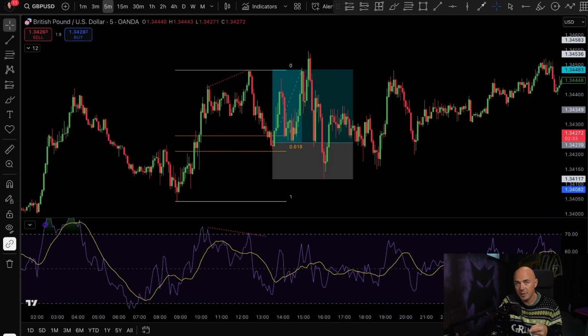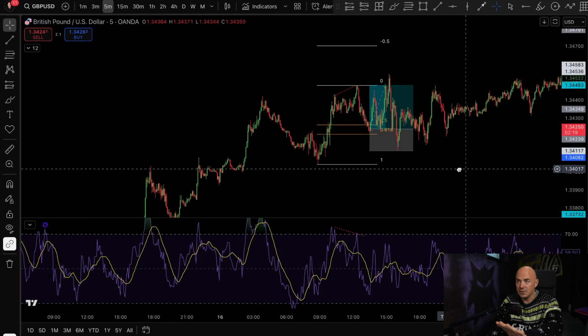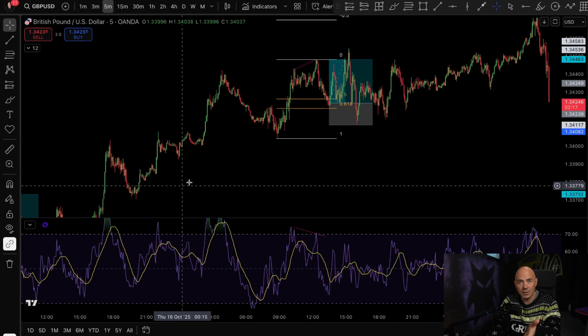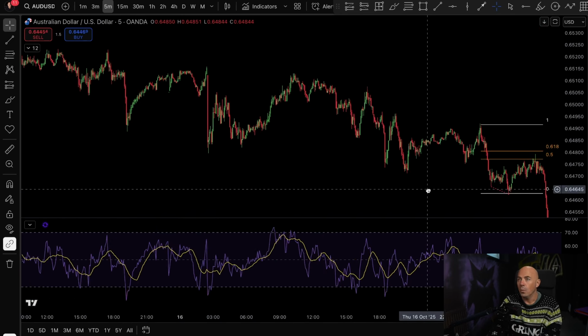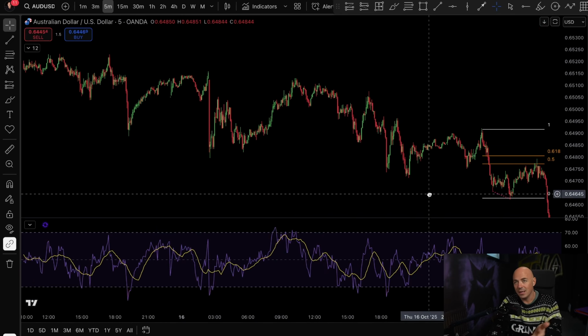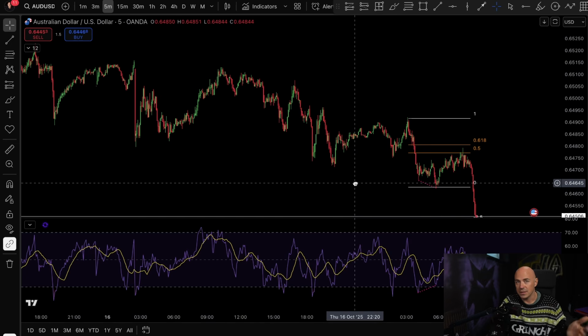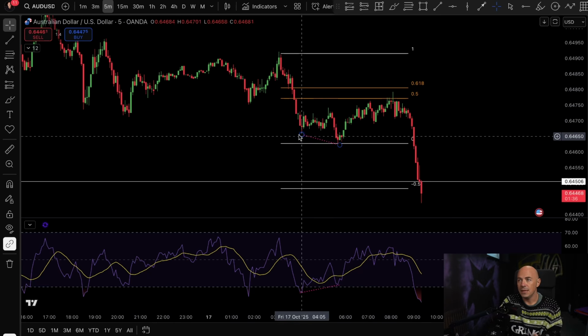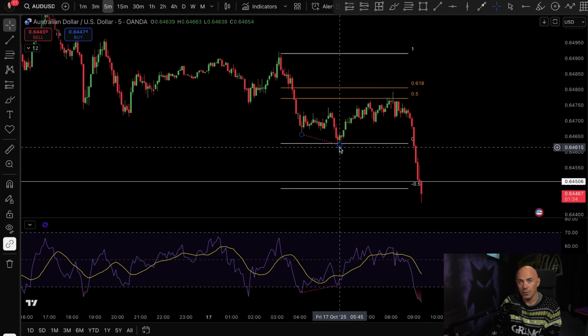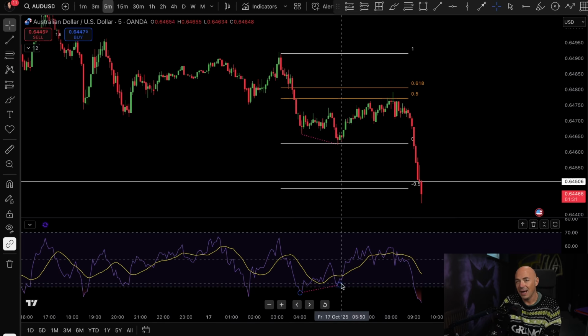Now, this is on GBP/USD. Let's look at a reverse correlating trade. As you can see right here, GBP/USD is trending up, correct? While GBP/USD is trending up, reverse correlated pairs like Australian dollar, US dollar are going to be trending down. So you see price made a lower low while the RSI made a higher low.